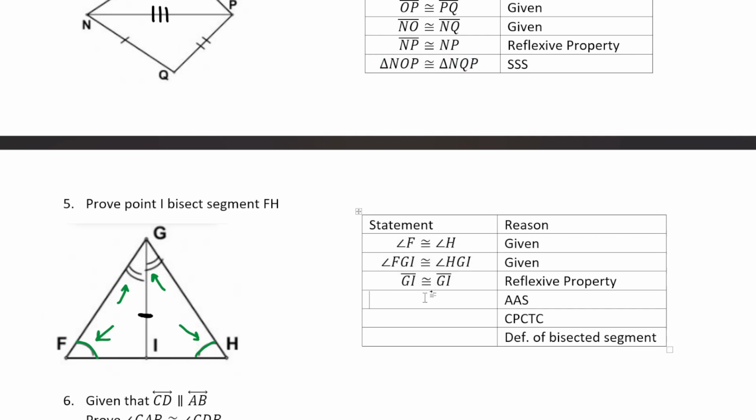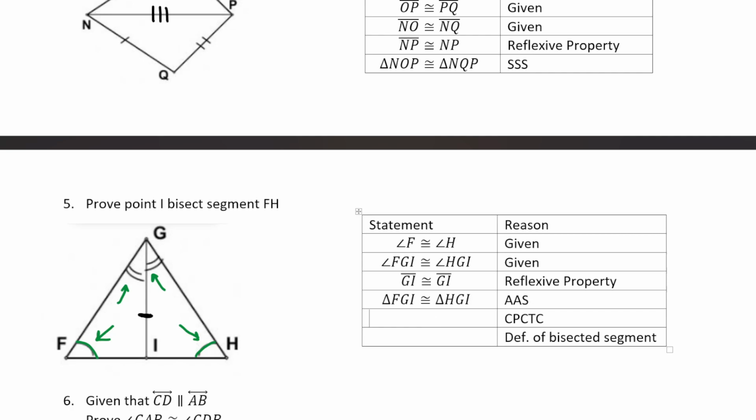I'm just going to copy this to make it easy to write the two triangles. So the first triangle, it's FGI. So triangle FGI, which is the triangle on the left, is congruent to triangle HGI. So these two triangles are the same. They are the same. They have to be the same.